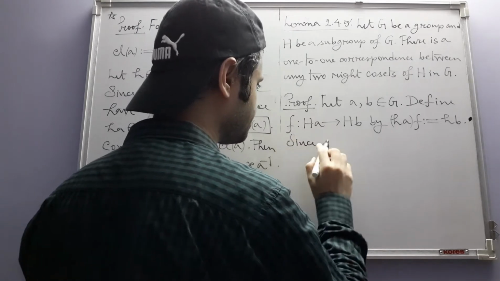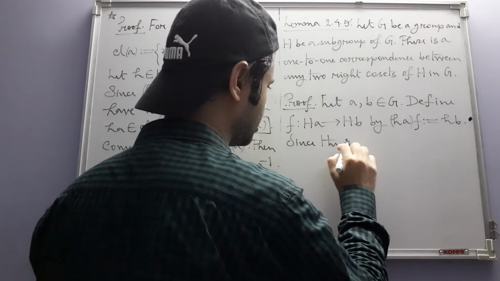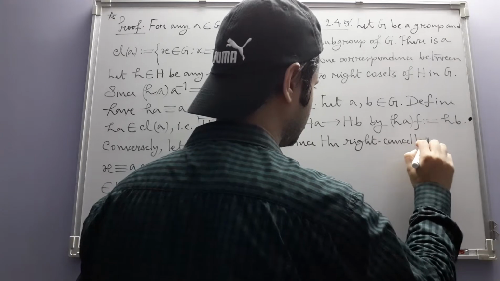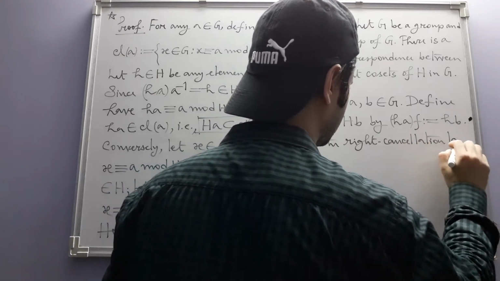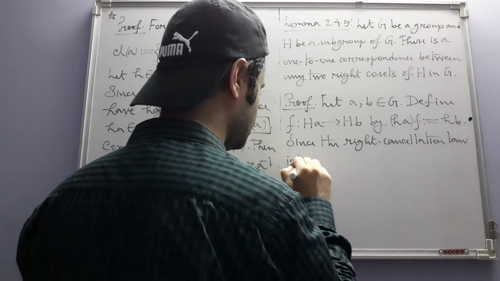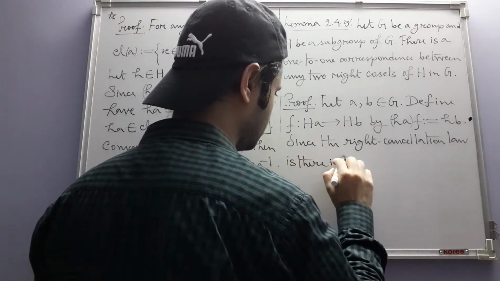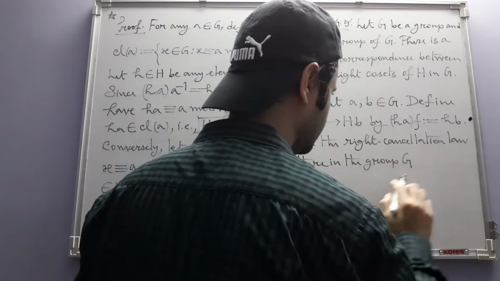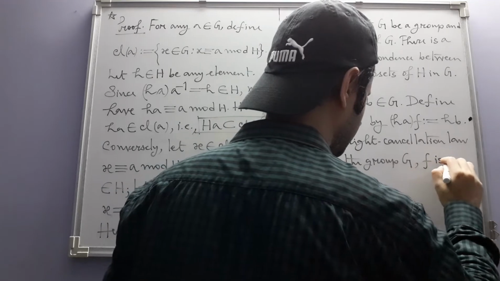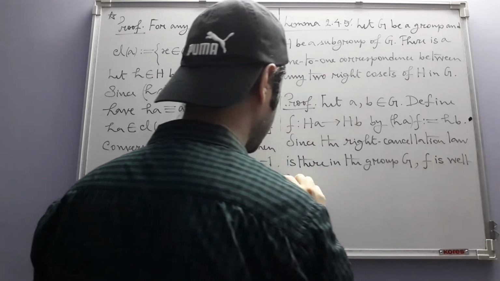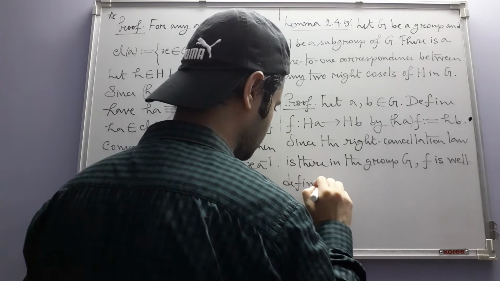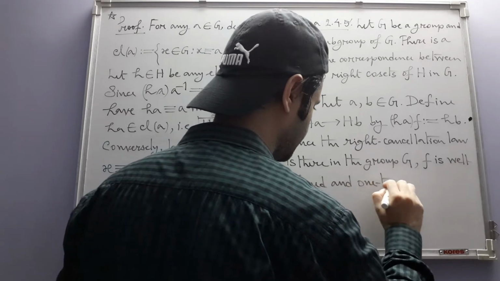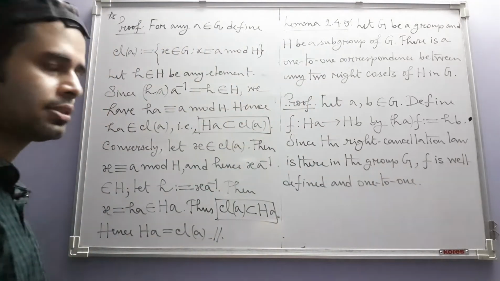Since the right cancellation law is there in the group G, F is well defined and injective, that is one-to-one. One-to-oneness also is a consequence of the right cancellation law.